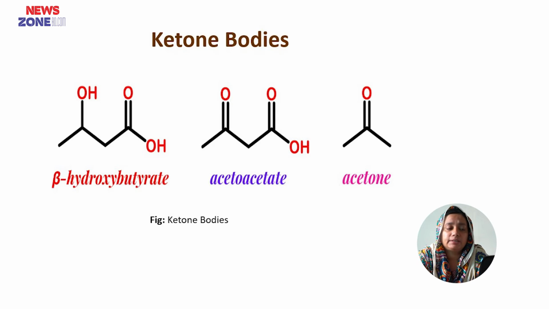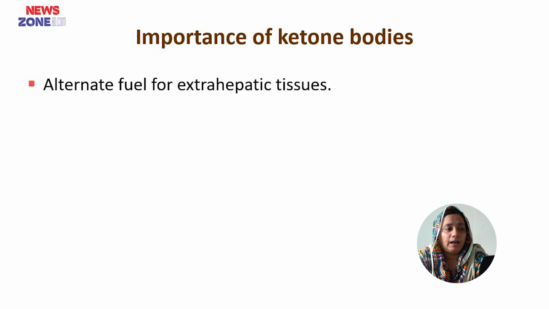And ketone bodies, there are 3 important ketone bodies in our body. These are beta hydroxybutyrate, acetoacetate and acetone, and acetone is usually in gaseous form. And these ketone bodies are very important because they act as alternative fuel for the extrahepatic tissue.